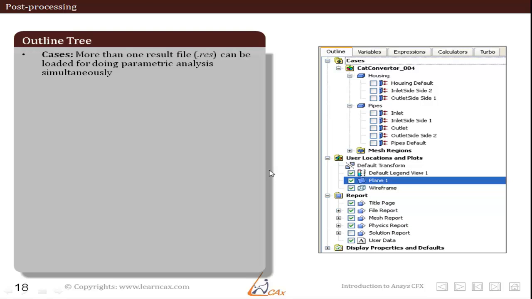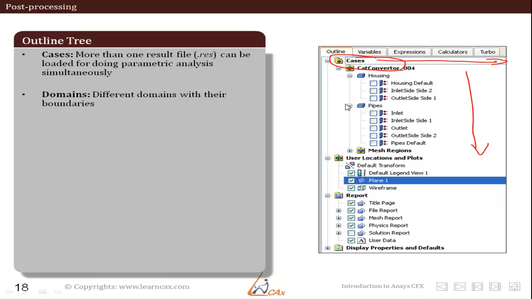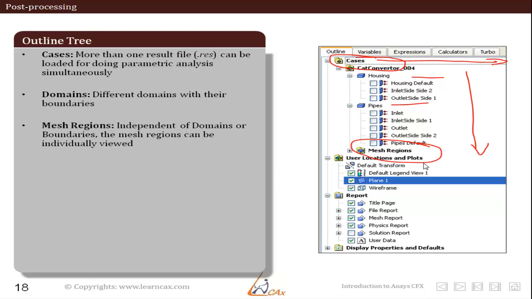Let us now see the first section, which is cases. Here we can import one or more results files, that is the .res file. So this is where the current results file is opened. This can be loaded for doing parametric analysis simultaneously, so there will be a number of results files opened simultaneously over here. After that, there is domain, where we see different domains with their boundaries. Then we have the mesh regions, which is over here. Independent of domain or boundaries, the mesh regions can be viewed separately.